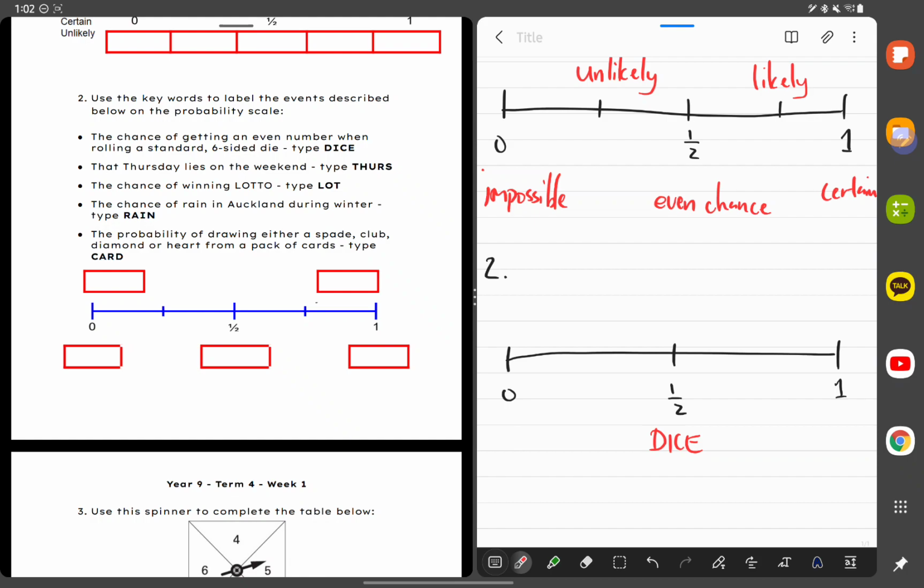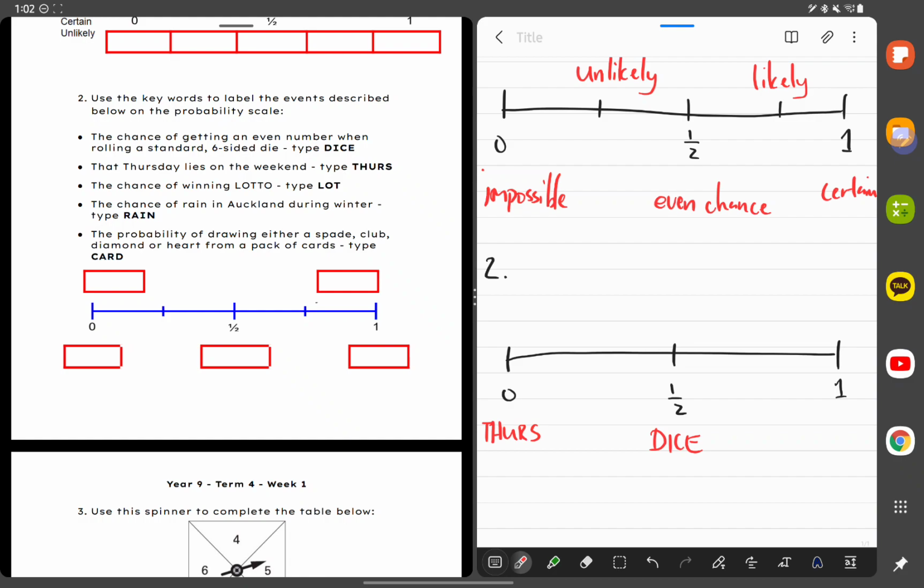Okay, that Thursday lies on the weekend. What's the chance of Thursday lying on the weekend? It simply never happens. I'm going to say Thurs. Oh, not a 1. At 0, Thurs. Right? So it's absolutely impossible. It's just, yeah.